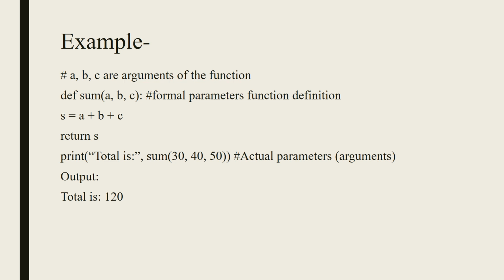Let's consider the following example. Here we have a function called sum with the formal parameters a, b and c. Then we are initializing s, which equals a plus b plus c, and then we are writing return s. Then we are using a print statement to print the value. So we are including the function name, which is sum, and passing the arguments 30, 40 and 50. Since 30 plus 40 plus 50 equals 120, we get the output.